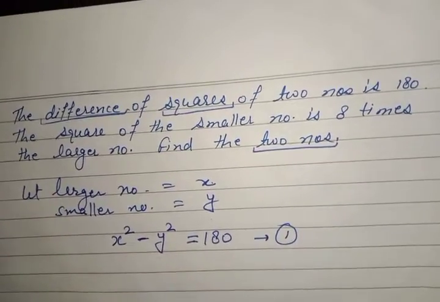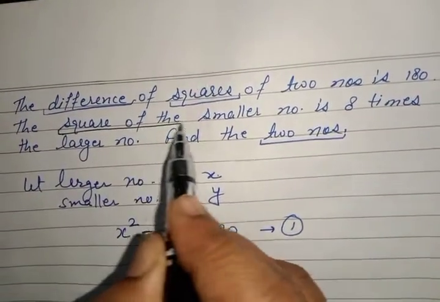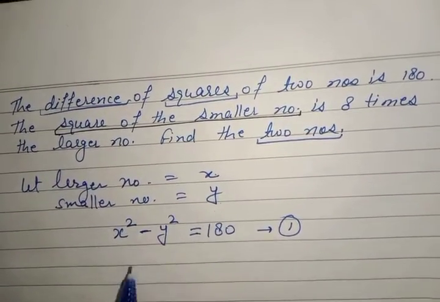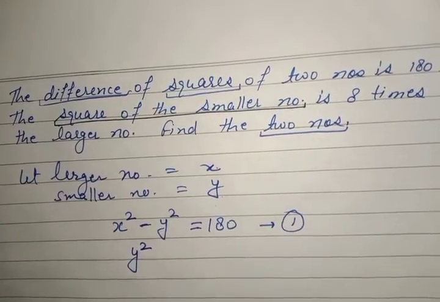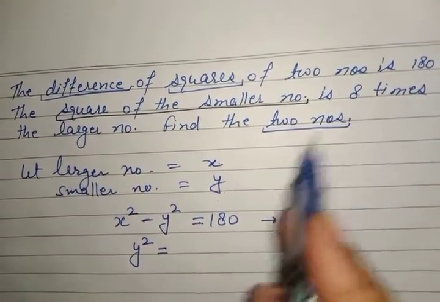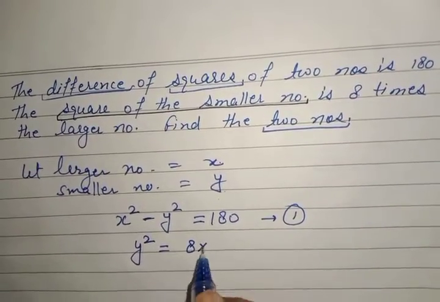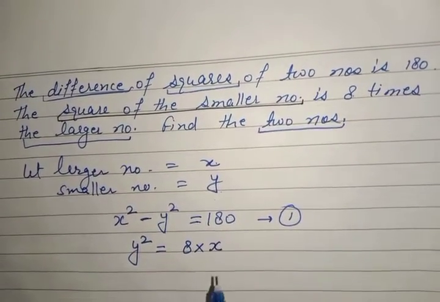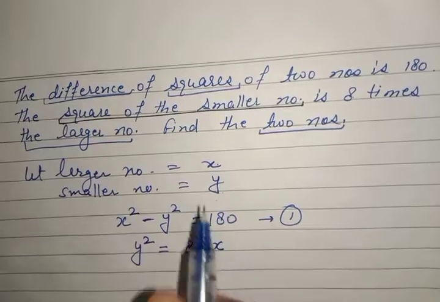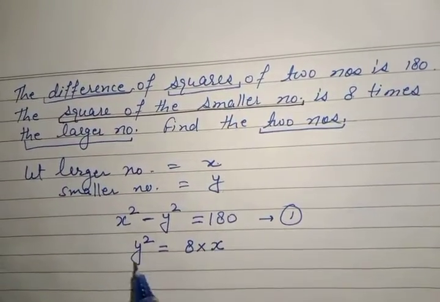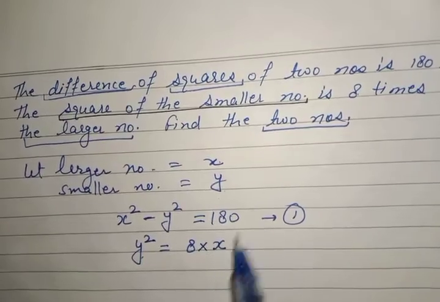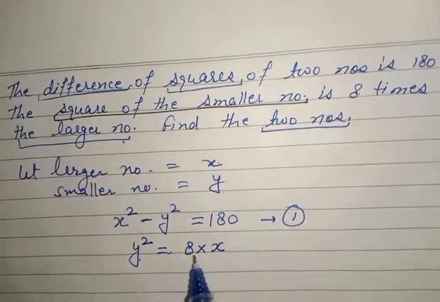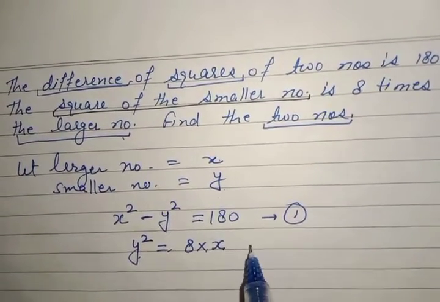Second, this is a very important line to read. Square of the smaller number. Which is the smaller number? y. So the square of the smaller number equals 8 times the larger number. The larger number is only x. Generally students write x square here by mistake. Read it very carefully. We need to square the smaller number but not the larger number. It equals 8 times the larger. No need to square it.